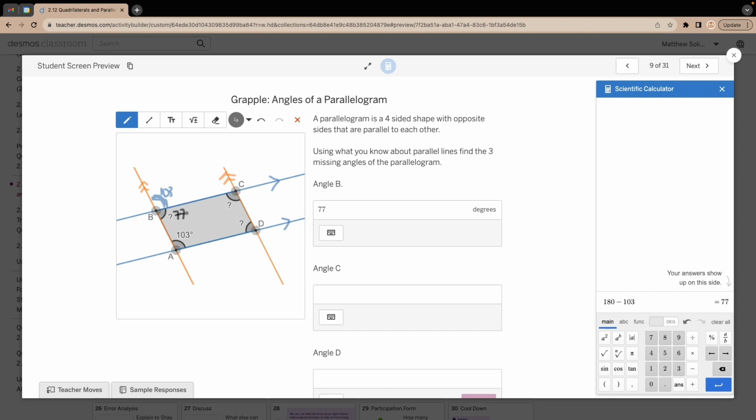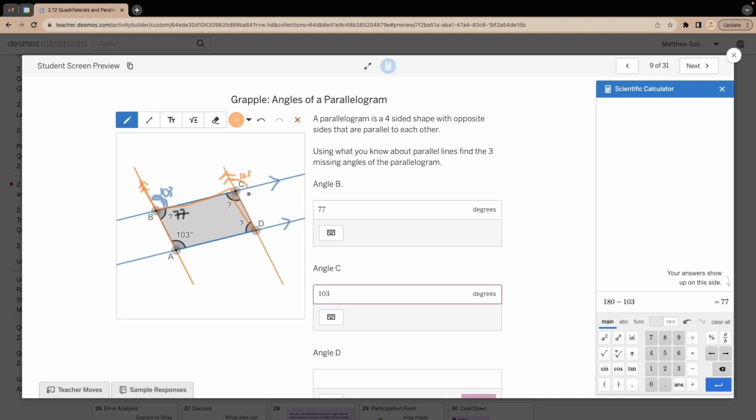Now, the orange lines are also parallel. So if I look at those orange lines, a couple things I could do here. I could go alternate interior angles. 103 matches up with this. Ooh, it's got to be 103. Those are alternate interior angles. I could also slide this angle over by translating 103 here. Oh, that's vertical with this angle C. So angle C has got to be 103 degrees.